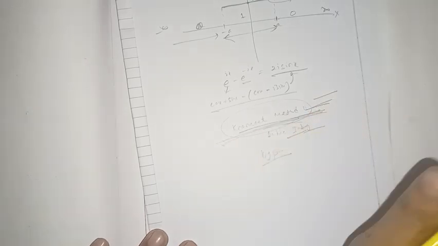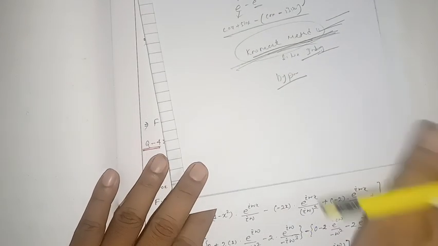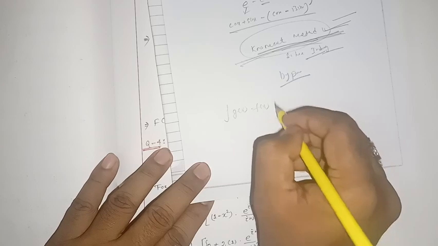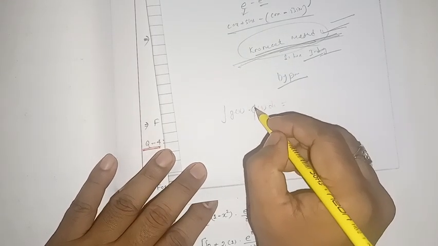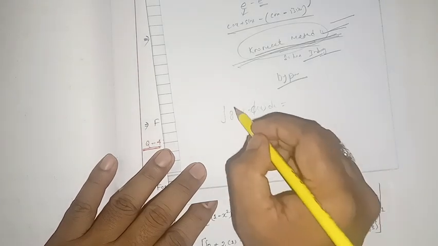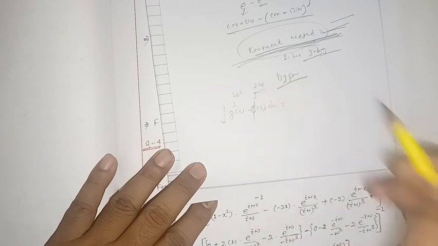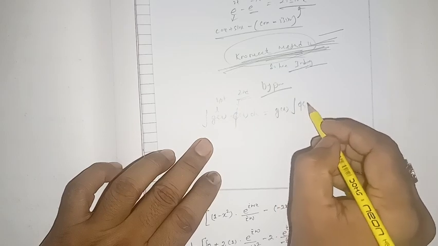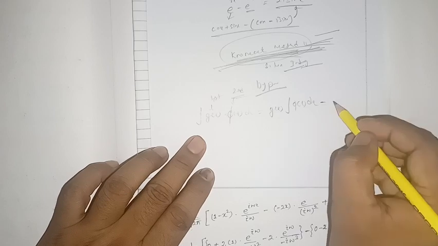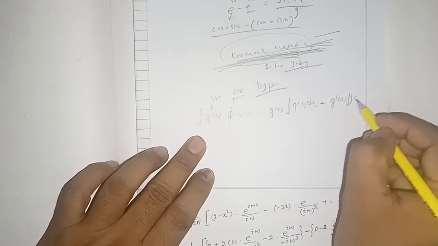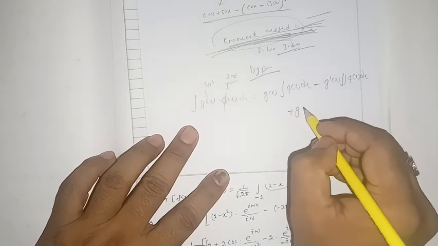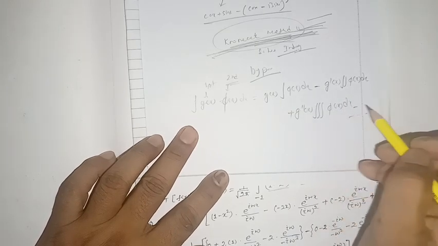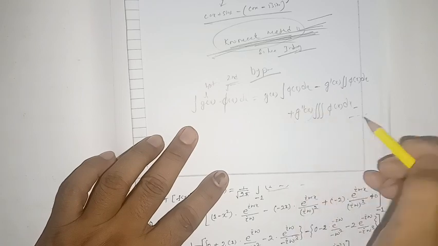About the Kronecker method, I have uploaded a separate video, you can watch that one. But in short, I am going to explain over here: suppose we consider g(x) and phi(x), integration of g(x) phi(x) dx. This is your first function, this is your second function. According to the Kronecker method, we write g(x) times the integration of phi(x) dx, then minus the derivative of g(x) times the double integration of phi(x) dx, then plus g double dash (x) times the triple integration of phi(x) dx, and so on until the derivative of g(x) becomes 0.